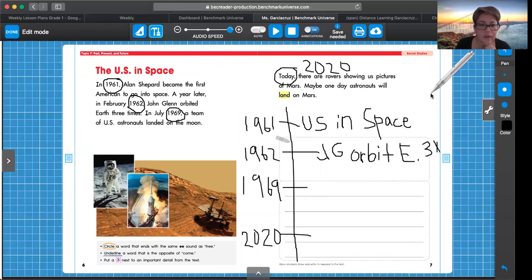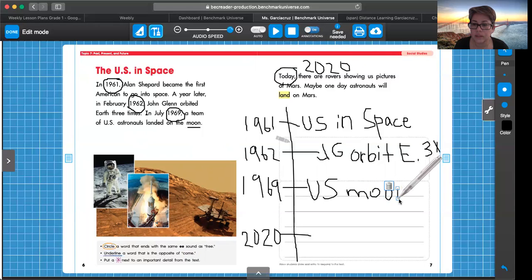All right. Then I will look at the next year, July 1969. Astronauts, a team of astronauts from the US landed on the moon. So I'm just going to condense that again to US, moon. Okay, excellent. And the final information the story gives us is today, in 2020, there are rovers showing us pictures of Mars. All right, so in 2020, now the story didn't say US, but there are US rovers, but since the story didn't say, we'll just write rovers in 2020.